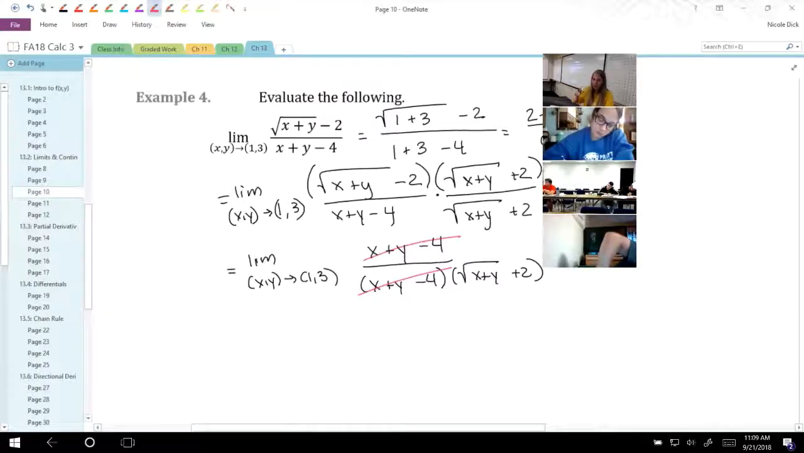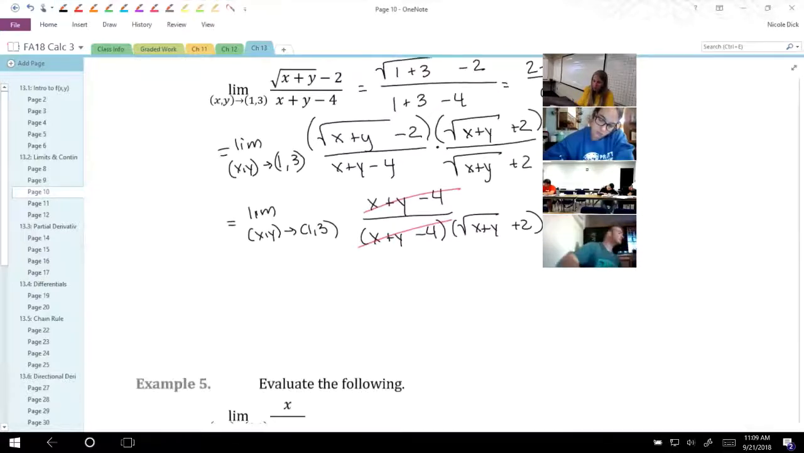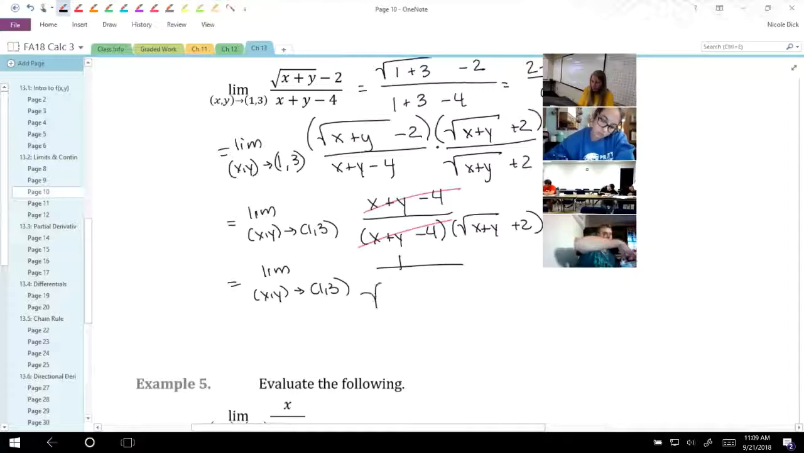So we're left with 1 over that part we introduced, and we can go back and use direct substitution. So here's what we're left with. And if I go back and plug everything in, we get 1 over the square root of 1 plus 3 plus 2.